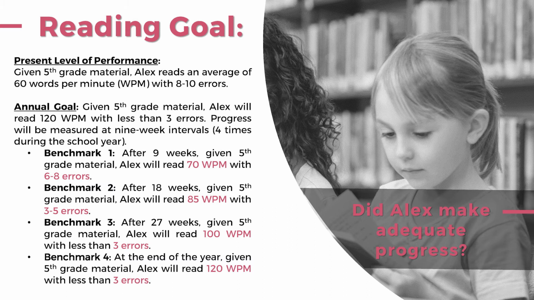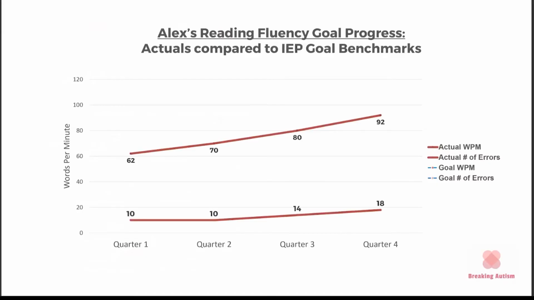And the last benchmark is the same as the annual goal, which is that 120 words per minute goal with less than 3 errors. So on the chart, we're going to be charting two things. We're looking at the actual words per minute that Alex is reading, and we're also looking at his number of errors. And those are those bright red lines, okay?